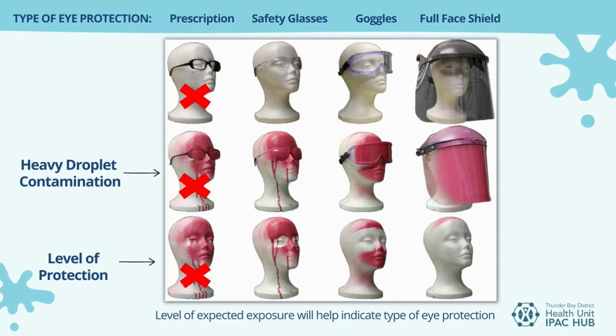You can also see here that goggles provide a tight fit to the face if there's going to be heavy droplet contamination, whereas face shields also protect your nose, mouth, or mask from becoming heavily soiled. There are a few other types of eye protection that are available, but this demonstrates the three main types and the idea here.